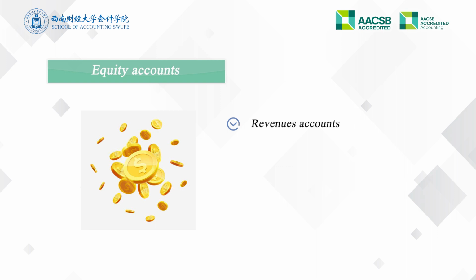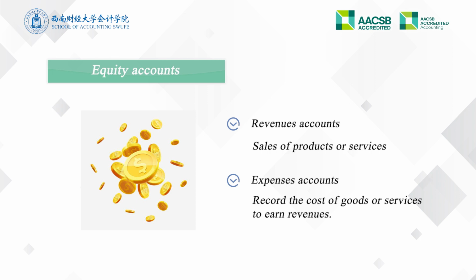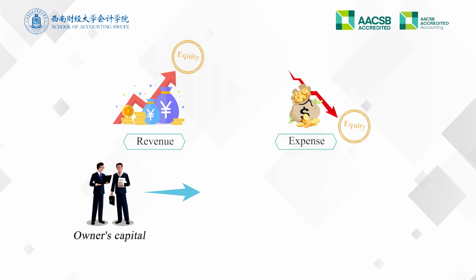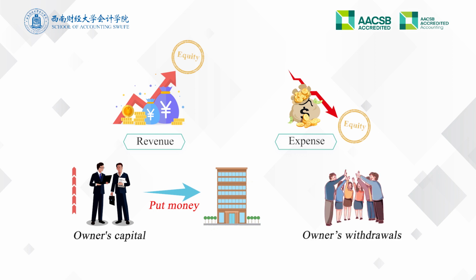Revenues accounts contain the transactions about the sales of products or services to customers. Expense accounts record the cost of goods or services to earn revenues. Revenue increases equity and expense decreases equity. Owner's capital shows how much money the owner put into the company, which increases equity. And the owner's withdrawals show how much the owner takes from the company, which decreases equity.